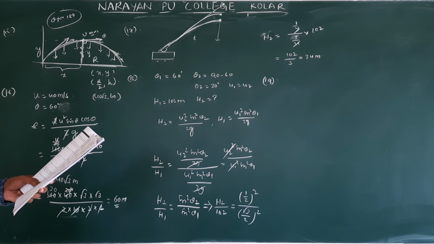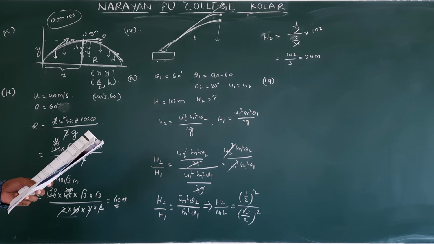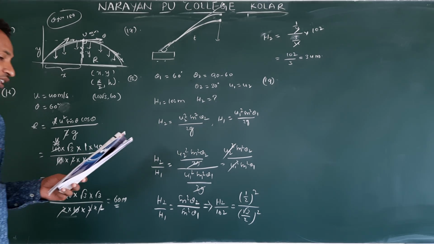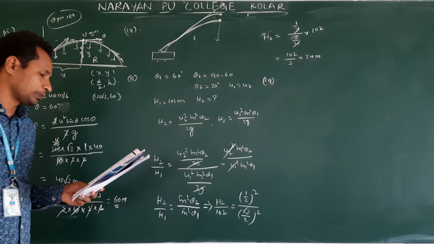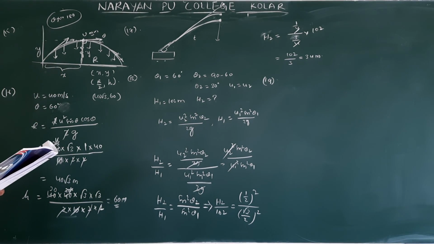Two stones are projected with the same velocity and at angles alpha and 90 minus alpha. If y1 and y2 are the greatest heights in the two cases, then how is the horizontal range d related to y1 and y2? Okay, they are asking for the relation between range and heights.